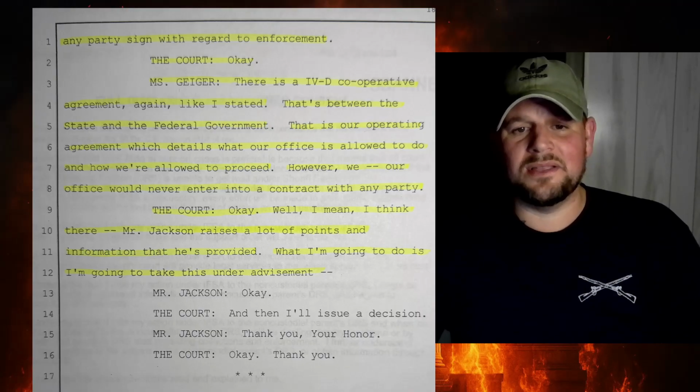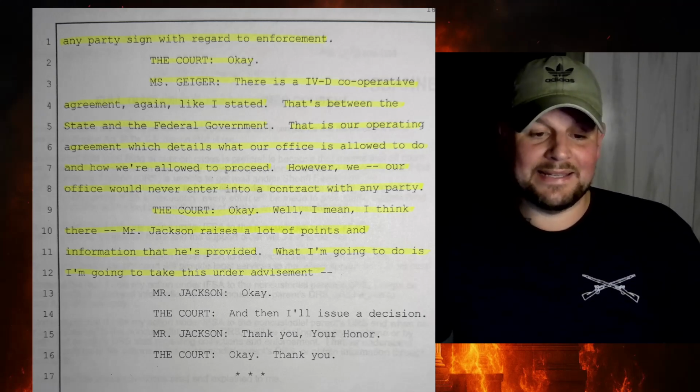So at the end of this, the judge says, okay, well, I think Mr. Jackson raises a lot of points and information that he's provided. What I'm going to do is take it under advisement, which he did, and he denied it, even after all the evidence I showed.